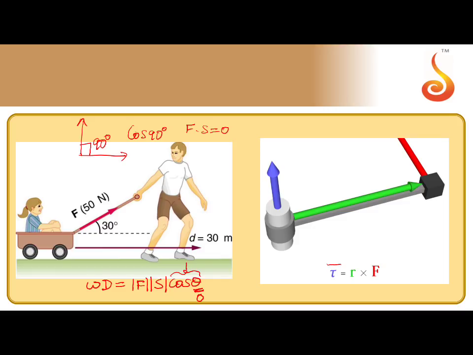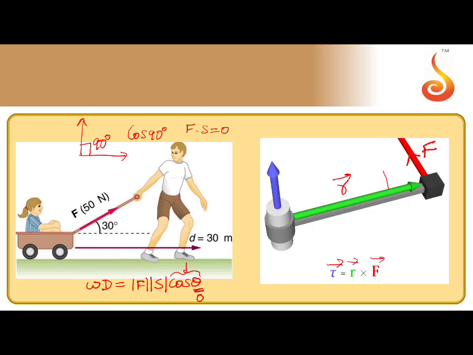Now, torque is the amount of rotation caused by the force. It is given by R cross F. Whenever you open the gate, whenever you open the door, you exert a force and make it rotate. When you want to unscrew or tighten a screw or a bolt, you are going to exert a force F at a distance of R meters.